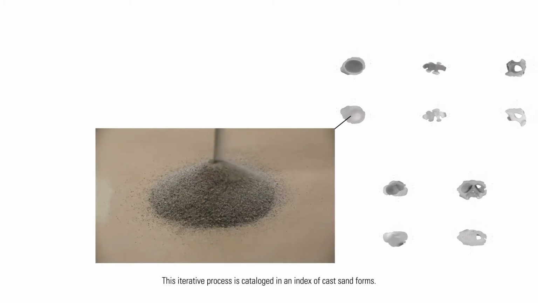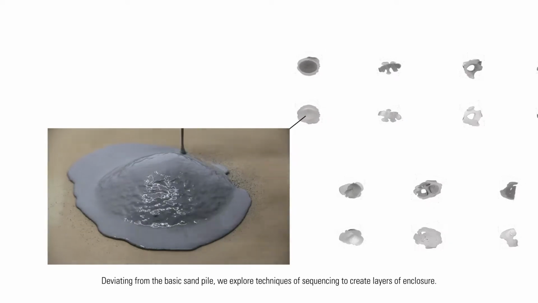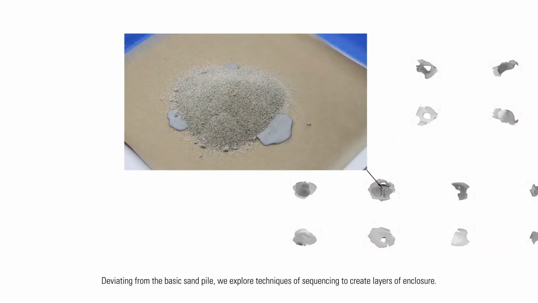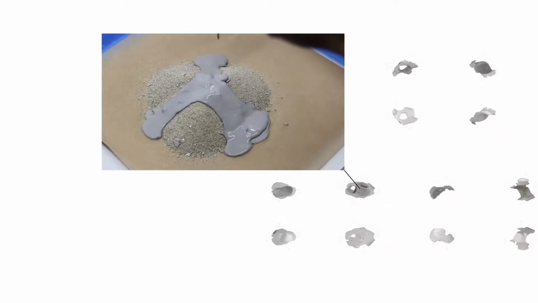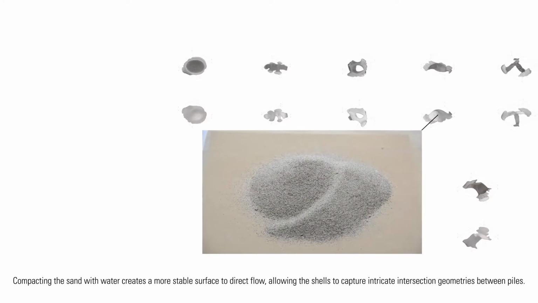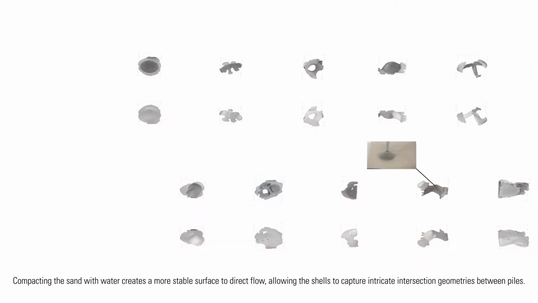This iterative process is cataloged in an index of cast sand forms. Deviating from the basic sand pile, we explore techniques of sequencing to create layers of enclosure. Compacting the sand with water creates a more stable surface to direct flow, allowing the shells to capture intricate intersection geometries between piles.